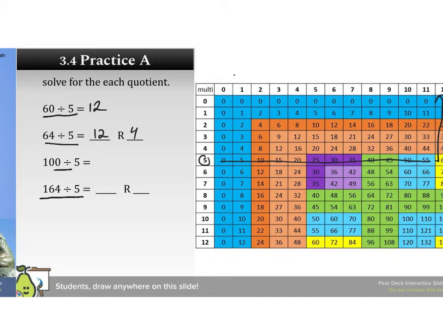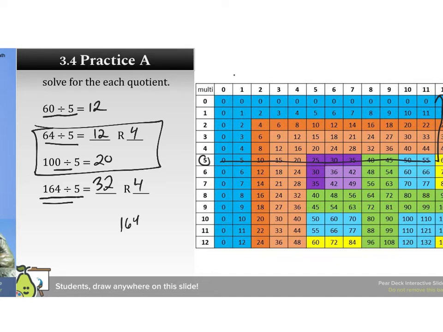100 divided by 5 is 20. To get 164, I'm going to be adding these two answers. So this would be 32, remainder 4. Now, I can check that. 164 divided by 5. 16 divided by 5 is 3. 15, subtract 1. The 4 would be 32. 2 times 5 is 10, with remainder 4. And I get the same answer.